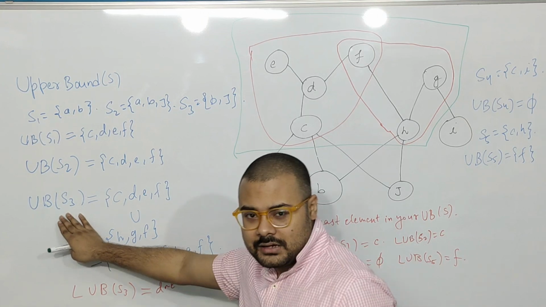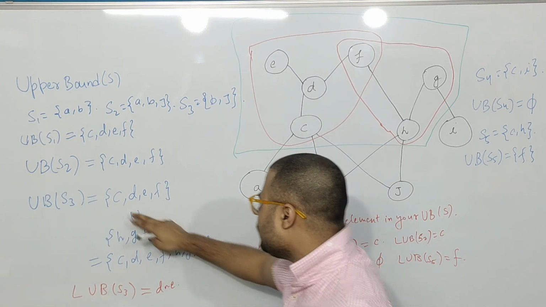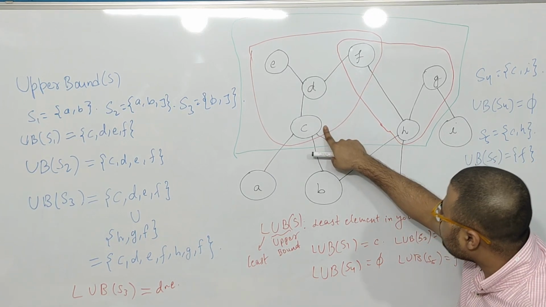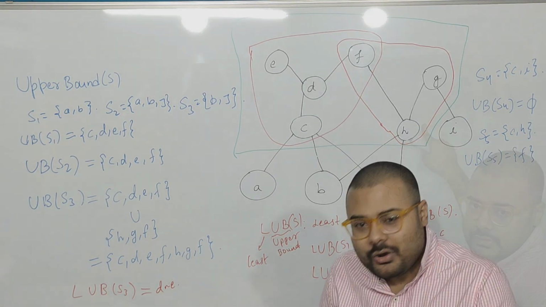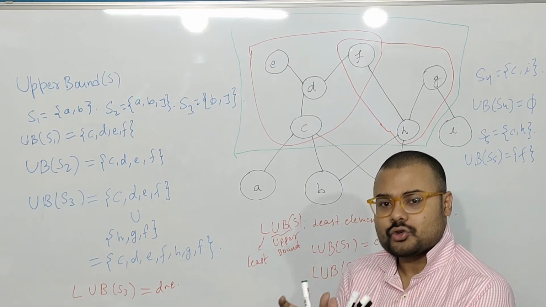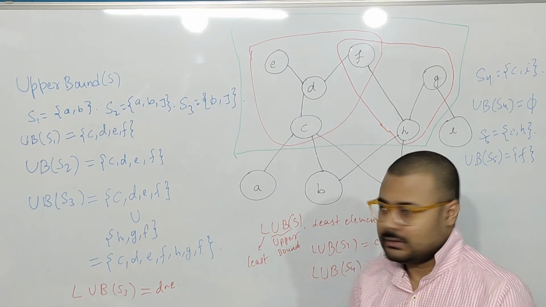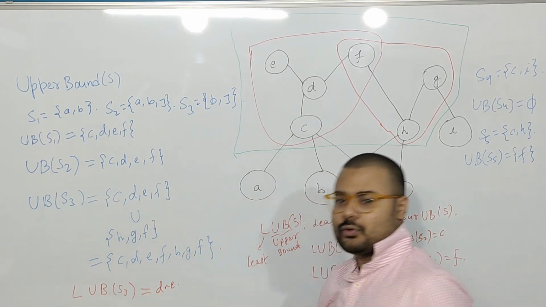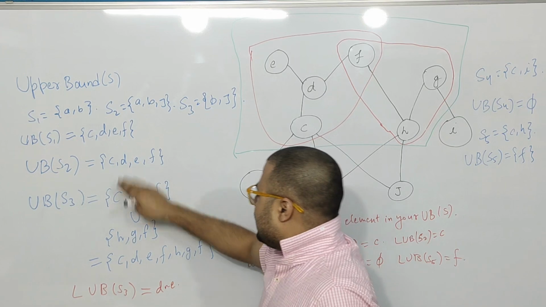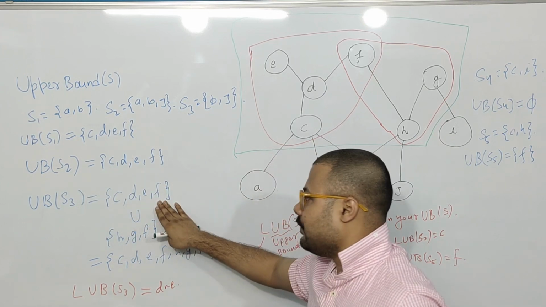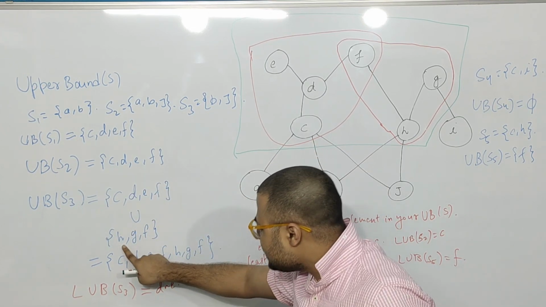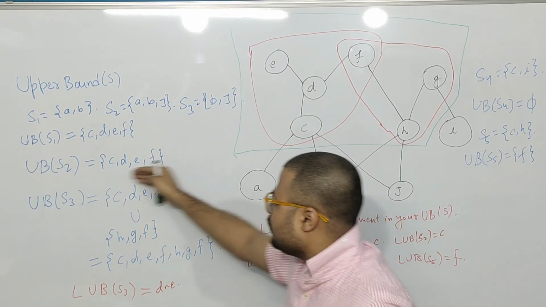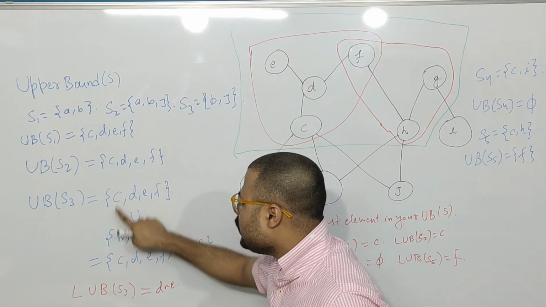But when it comes to S3, you don't have a unique join point. You have two join points, C and H. For B and J, C is a join point, and H is also a join point. In your upper bound, your join point is going to be a minimal element. C is a minimal element in C, D, E, F, and then you are applying union, and H is a minimal element of H, G, F. So when you combine these two, you have two minimal elements.